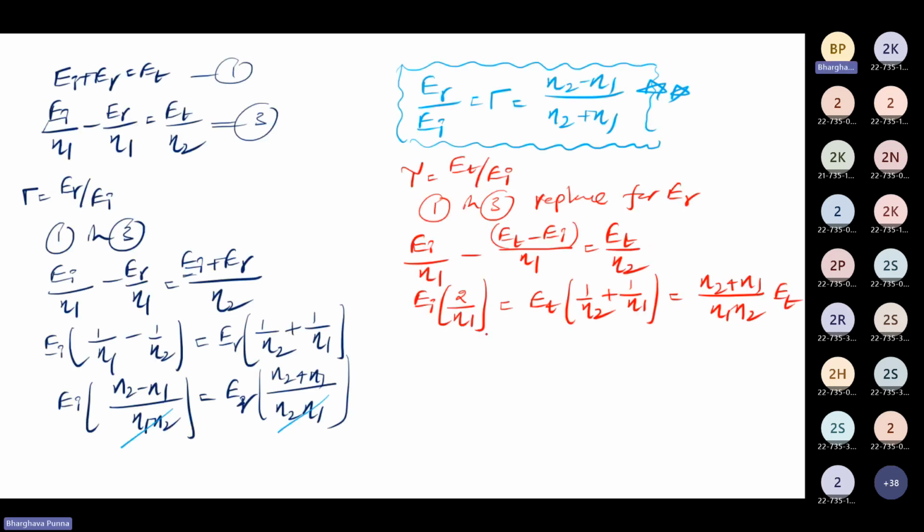You observe this, we can cancel eta 1, eta 1. So now you can write comfortably the equation for Et by Ei. It is equal to 2 times eta 2 goes to the numerator: 2 eta 2 by (eta 2 plus eta 1). This itself is our tau. So this is also an equivalently important equation.